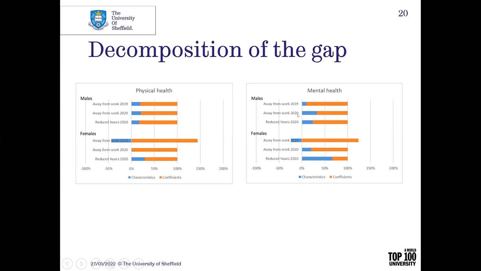It becomes more important in 2020 than 2019, which does show that segregation and segmentation have been playing a role more so because of the pandemic and because that has affected different types of jobs in different ways.